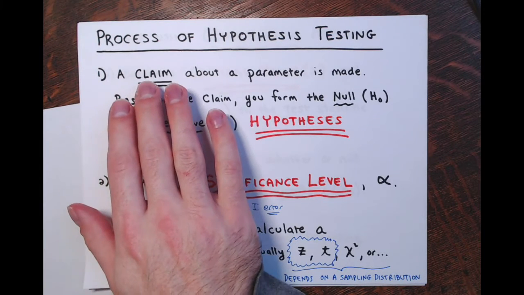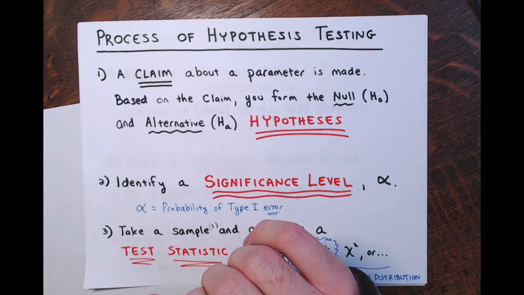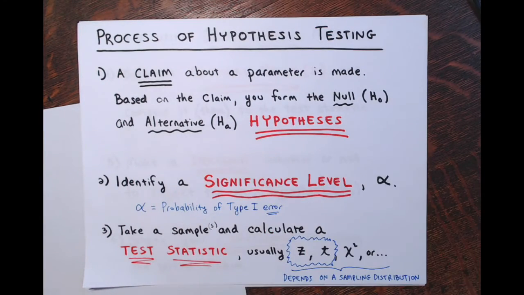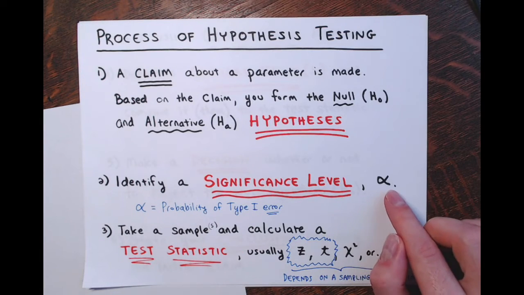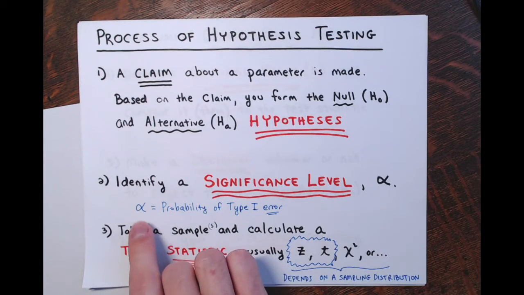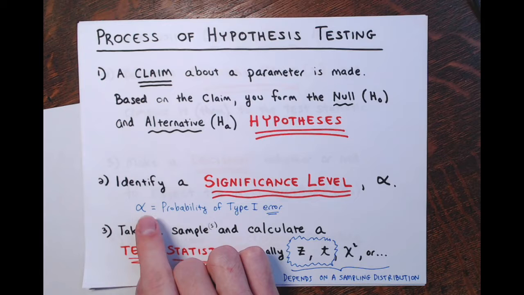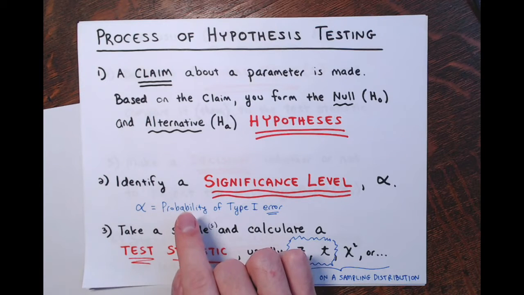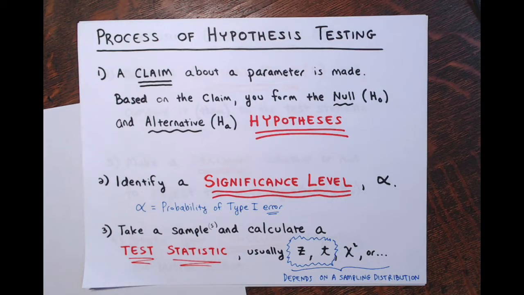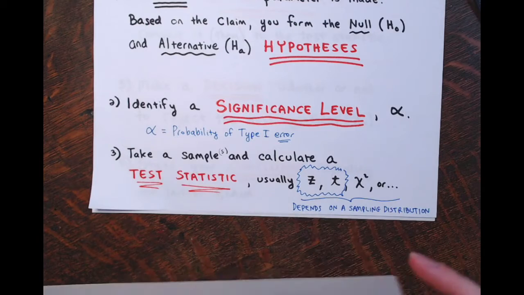So remember, first some claim is made about a parameter. Then based on that claim, you form the null hypothesis and the alternative hypothesis, H0 and HA. Then we identify a significance level. Now that's signified by the Greek letter alpha. I had mentioned before, and I didn't really explain it, but now I will. Alpha, this significance level, is the probability of making what's called a type 1 error. So let me talk about what that means.